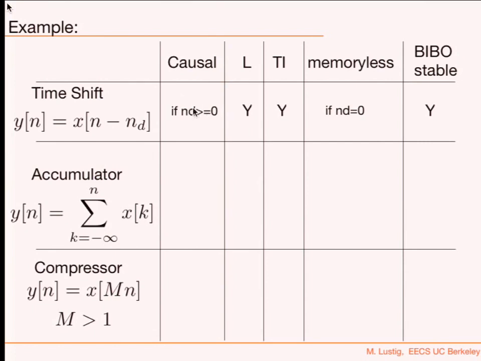Only if nd is greater than 0, right? Then it's causal. Otherwise, you're shifting into the future, then it's non-causal. Is it linear? Yes, it is, because it's easy to show that it scales, and if you add shifted values, then it adds nicely. Is it time invariant? Yes. If I shift it, I get a shifted output.